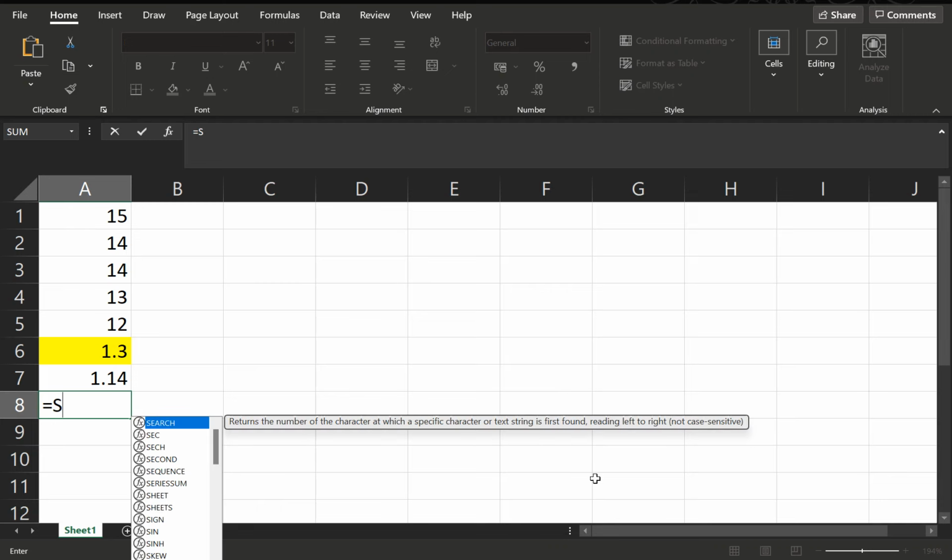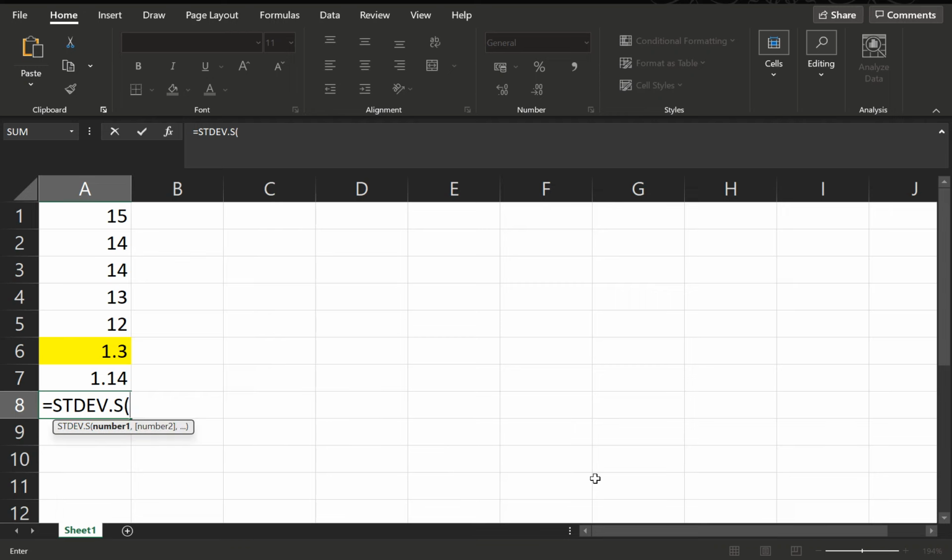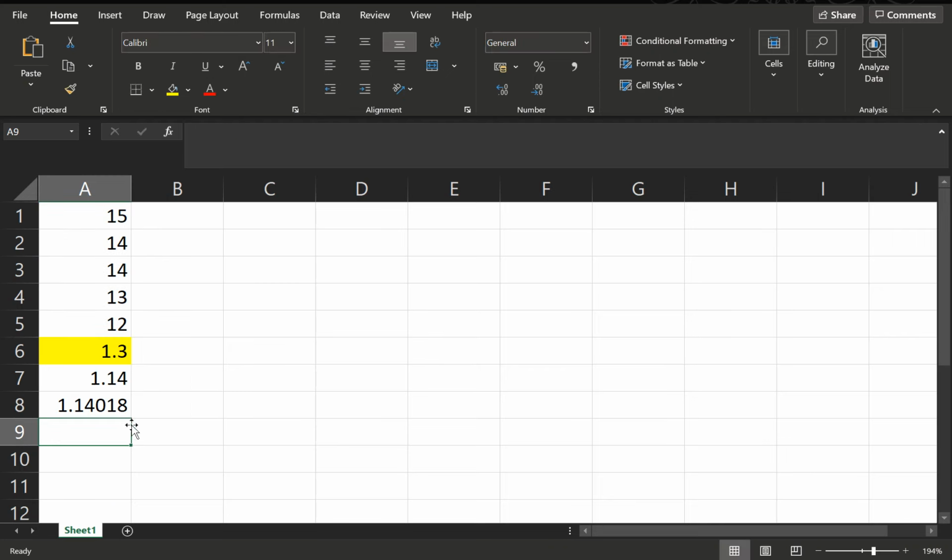Let's have STDEV.S for the sample. And then open parentheses. We highlight the cells, close parentheses, and then there you go. Okay, so again, if you want to round it, you might choose to. Okay, and that's how you're going to do the measures of variability.